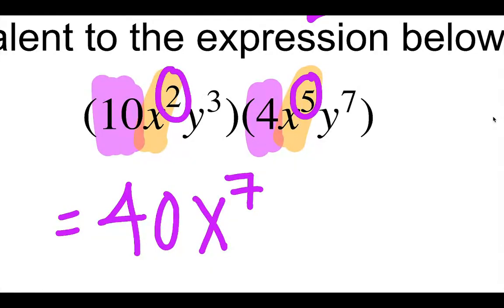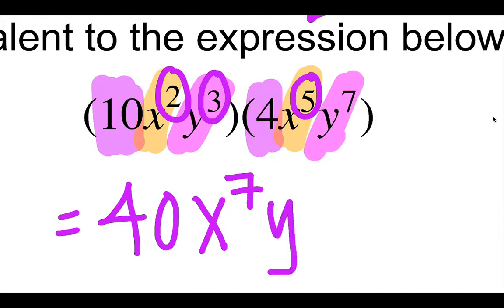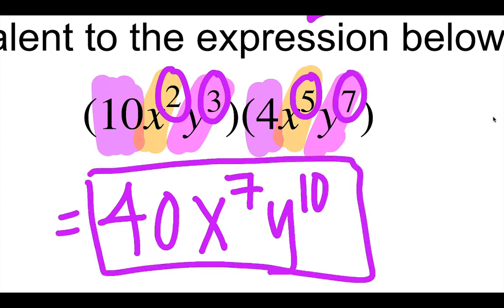Then I'm going to move on to my y. Y to the 3rd, y to the 7th. Keep the base of y. 3 plus 7 is 10. Everything's positive, so that would be the final answer. I don't need to move anything to the bottom for that one.